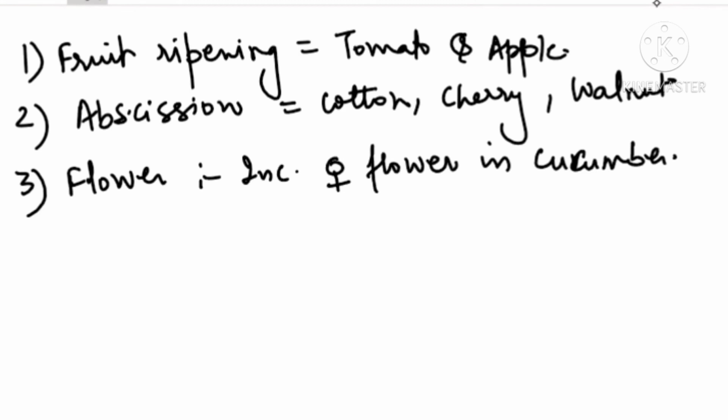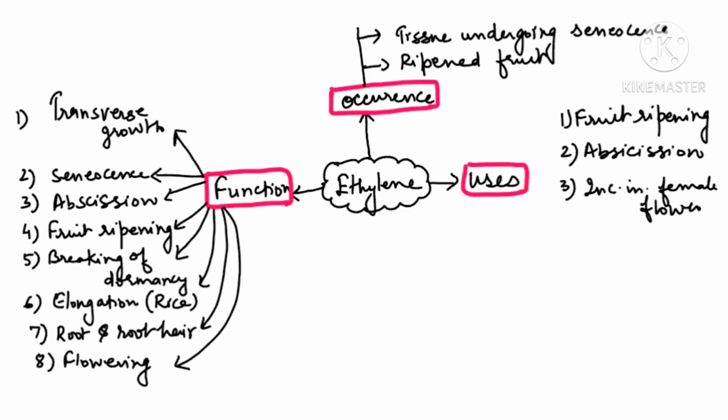Now let me give you the mind map of the topic we have discussed today in this video. We have studied that ethylene occurs in the tissues which are undergoing senescence and in the ripened fruit. Its function is key to showing the triple response, meaning transverse growth. It is responsible for senescence, abscission, fruit ripening, breaking of dormancy, elongation, root and root hair formation also, and flowering. And its uses will be fruit ripening, abscission, and increase in the female flower.